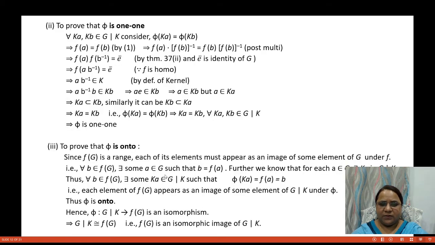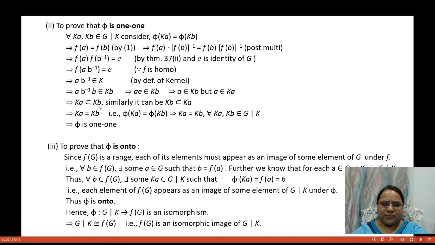The second one is one-one. To prove that phi is one-one, let us take Ka, Kb belongs to G/K. Consider phi of Ka is equal to phi of Kb. So f of a is equal to f of b by equation 1. Post multiplying again by f of b whole inverse, then simplifying the right side, this is nothing but e bar, keeping the left side as it is. And using the 37th theorem here, this is f of b inverse. So f of ab inverse, these steps are the same as in the previous theorem. So ab inverse, it will be just post multiplying by b on this.